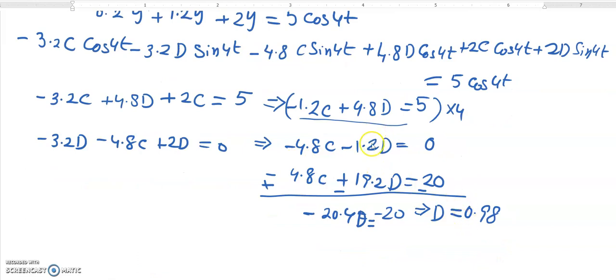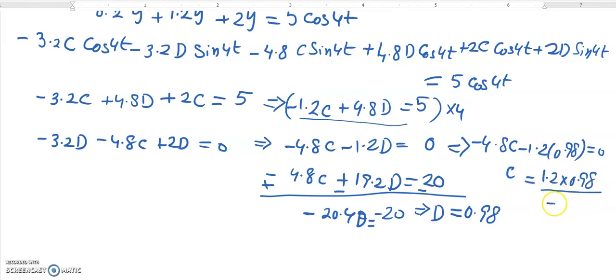Using this value of d in this equation, minus 4.8c minus 1.2 times 0.98, we can find the value of c. So c will be equal to 1.2 times 0.98 divided by minus 4.8. So the value of c will be minus 0.245.